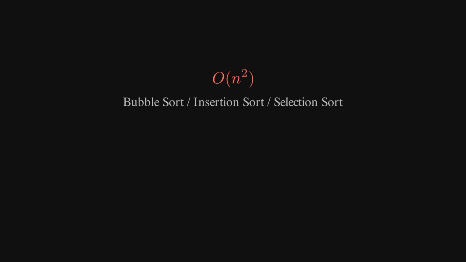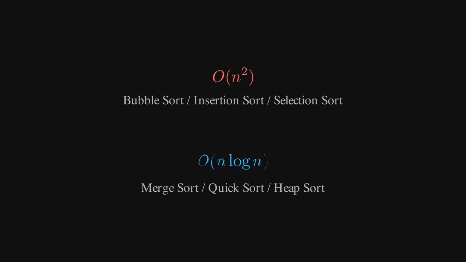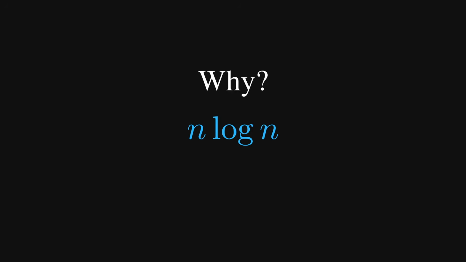Sorting. It is one of the most fundamental problems in computer science. We take a jumbled mess of numbers and we bring them to order. We know there are slow ways to do this, like bubble sort or insertion sort, which take O(n²) time, and we have fast algorithms like merge sort or quicksort, which operate in O(n log n) time. But have you ever noticed that we never seem to do better than n log n?